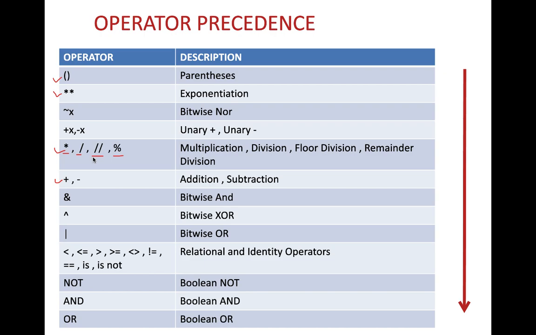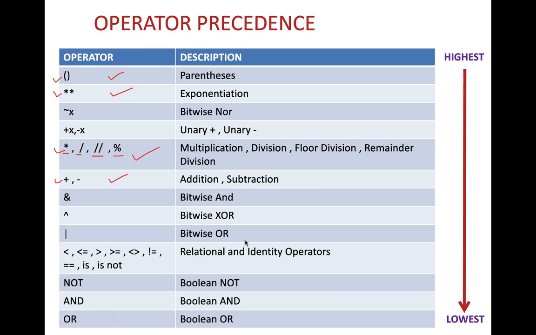So let's quickly revise. The highest priority is of brackets. Second highest is of exponentiation, followed by multiplication, division, floor division and remainder division, and at the end the priority is of plus and minus. Alright. So this has the highest priority and Boolean OR has the lowest priority.